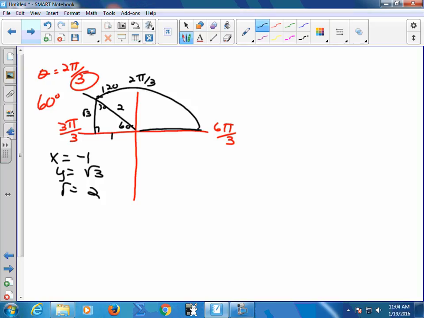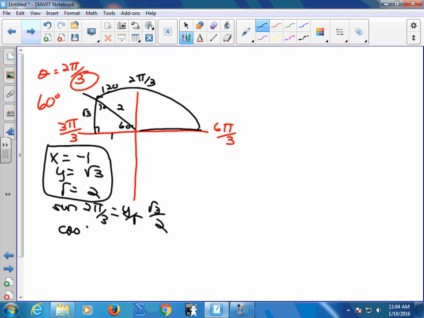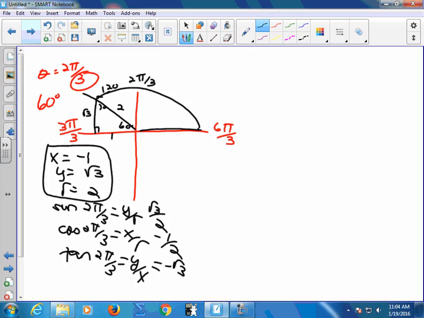So from here, can we do all of your functions? Sine of 2 pi over 3. Y over r. I've got it all right here. I never have to look back. Radical 3 over 2. The cosine of 2 pi over 3, x over r, negative 1 over 2. The tangent of 2 pi over 3, y over x, y over x, radical 3 over negative 1, or negative radical 3.